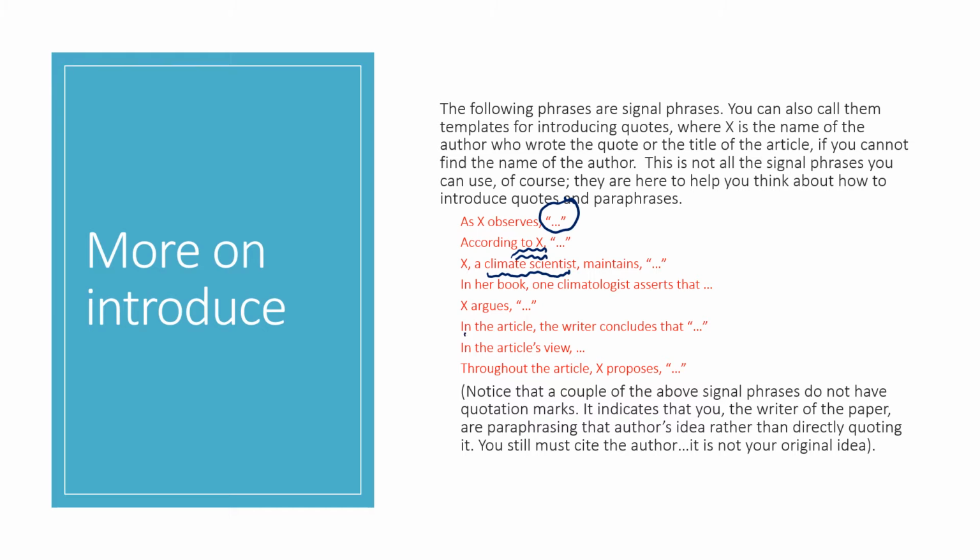In the article, the writer concludes. This is where perhaps you don't know who the writer is, if you found an article and there's no way you know who the author is. Or you could also say, in the article's view.